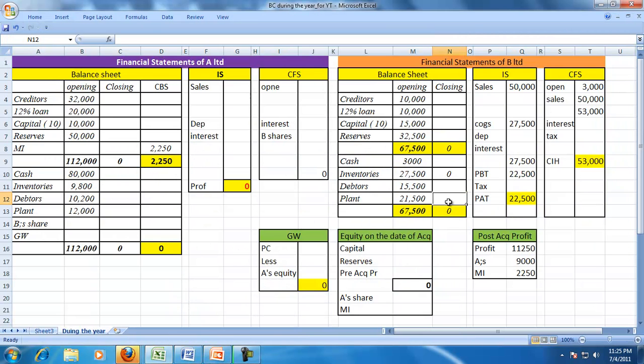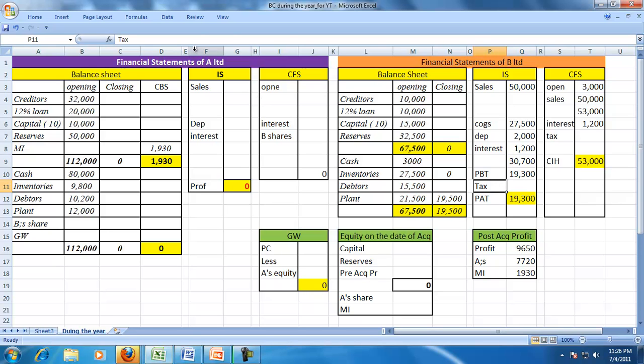So depreciation for the year is an expense of 2,000. And since depreciation is a reduction in the plant, I reduce the value of the plant to the extent of depreciation. Interest, because of the accrual principle, we have to show interest. Interest will be 12% of the loan, and we assume that interest is paid, so no outstanding interest, and this is the total expenses. And the profit before tax is 50,000 minus expenses.